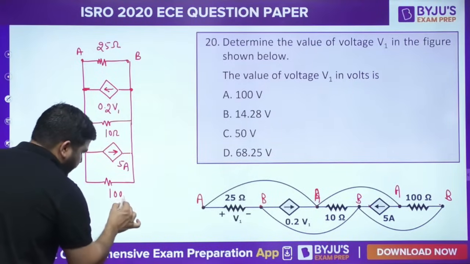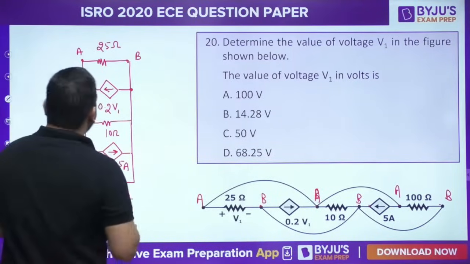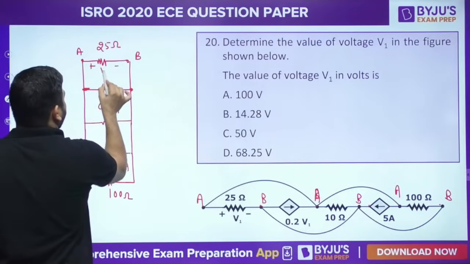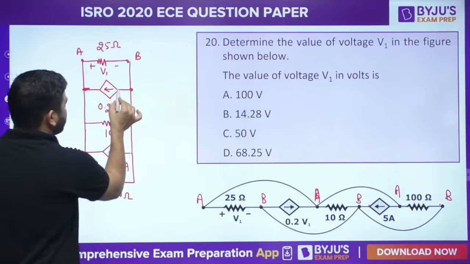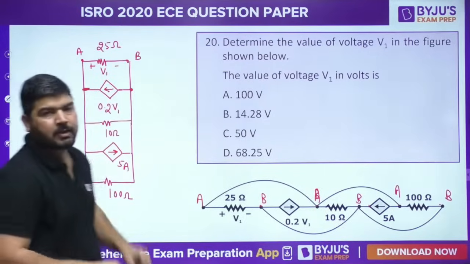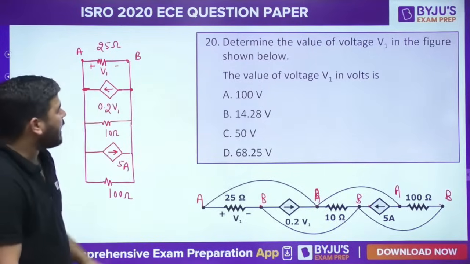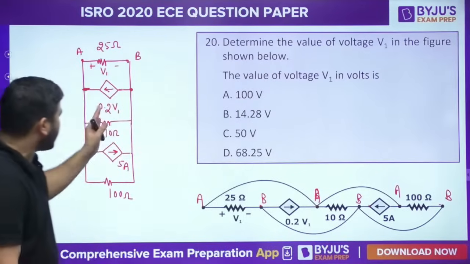This is 100 ohm. And it is given that this voltage is V1. And this source is dependent on this voltage V1. And we need to calculate the value of V1 itself. Now how to do this? How to solve this problem?